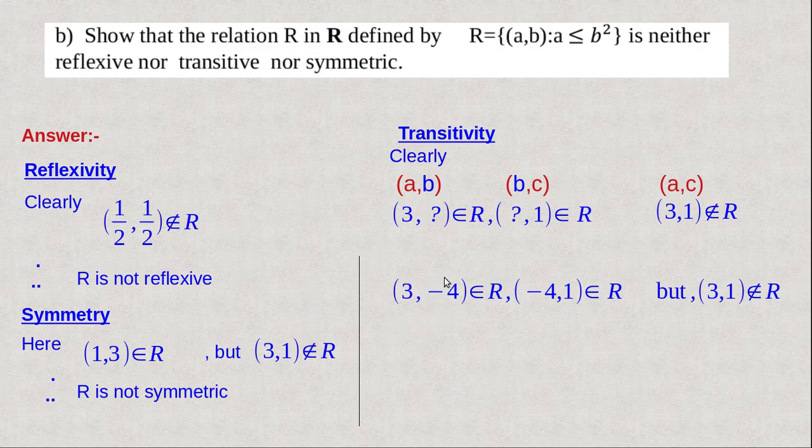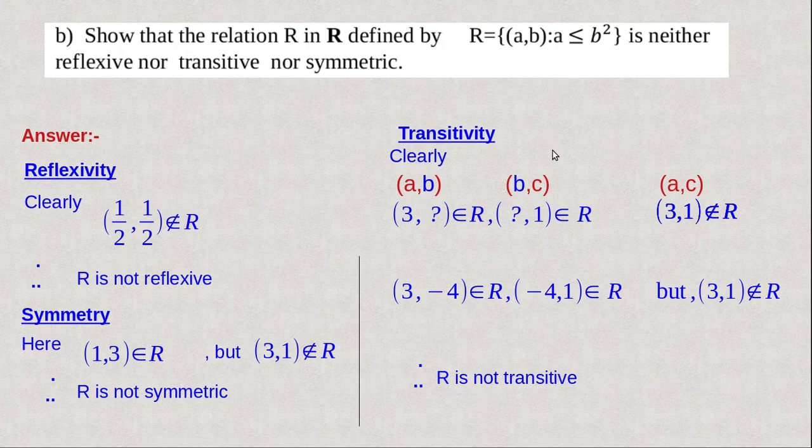Don't memorize this negative 4. You can write any negative number for B, which must be greater than or equal to negative square root of 3, because its square is greater than or equal to 3. Clear? You can write any negative number, such that its modulus value is greater than or equal to root 3. That is negative 4, negative 5, negative 6, etc. Okay. Now this is the example. Hence the relation is not transitive. This relation is neither reflexive nor symmetric nor transitive.